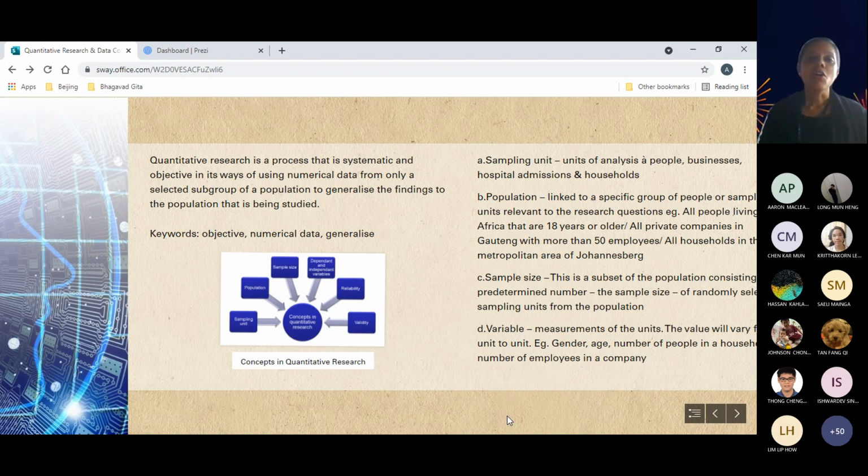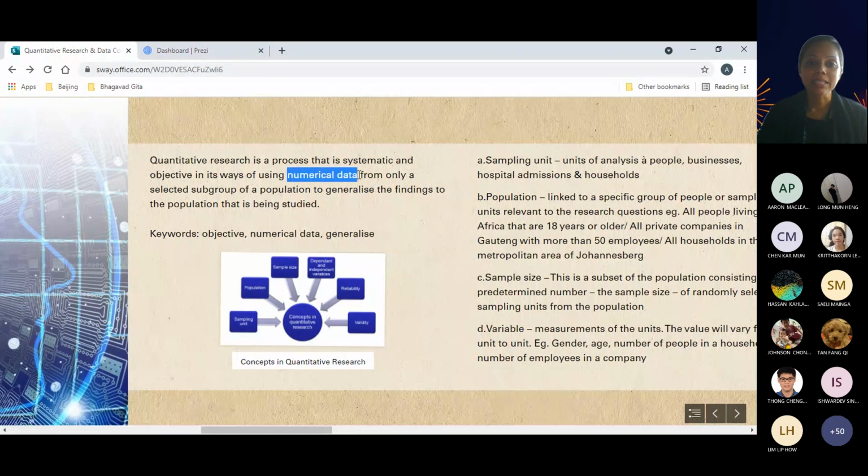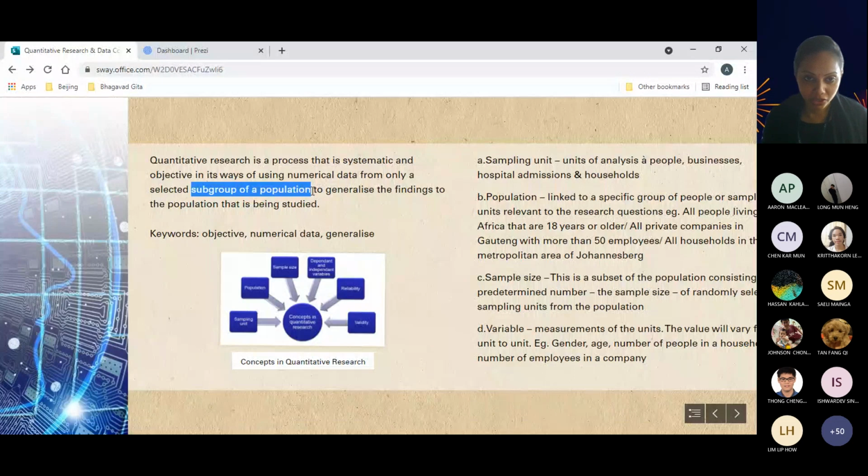So you see, opinion is not fixed. Opinion is very subjective. So quantitative is something more fixed and objective. Quantitative is a systematic and objective way because it uses numerical data. So these are the keywords. What is numerical data? Basically, we use numbers, okay? And it's only from a selected subgroup. Selected subgroup means selected subgroup of population. In simple language, participants of your research. Is that clear?